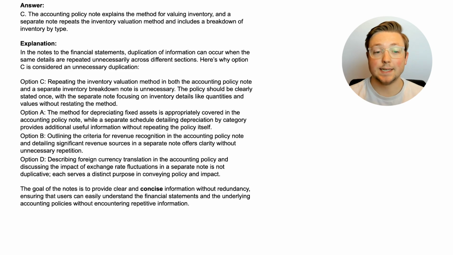All right, the answer is C. The accounting policy note explains the method for valuing inventory and a separate note repeats the inventory valuation method and includes a breakdown of inventory by type. So that's something that you would not typically do in the notes. So let's walk through this. In the notes to the financial statements, duplication of information can occur when the same details are repeated unnecessarily across different sections. So this could happen if you are unnecessarily repeating yourself.